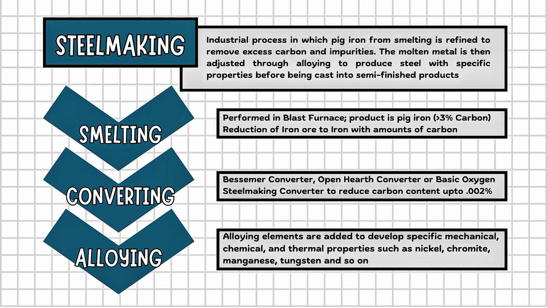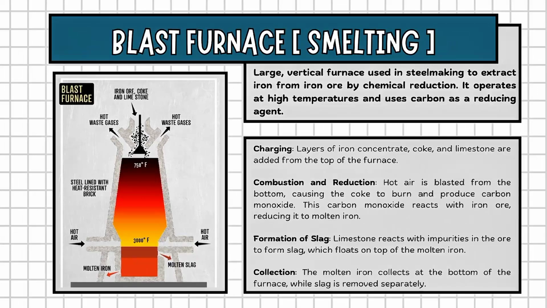Now the last step of steel making is alloying. Alloying is where our pig iron is added with alloying elements such as nickel, chromium, manganese, tungsten, and so on to develop specific mechanical, chemical, and thermal properties, to help our pig iron achieve its desired properties before being cast into semi-finished products.